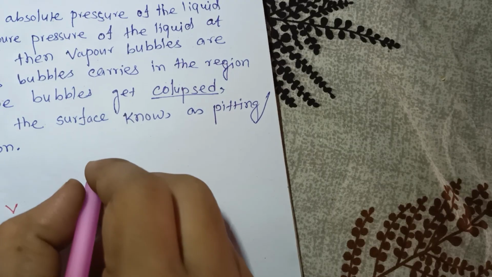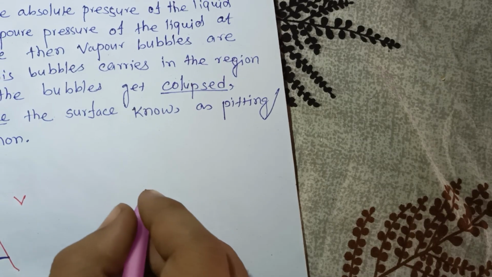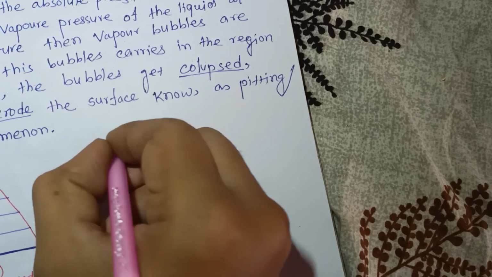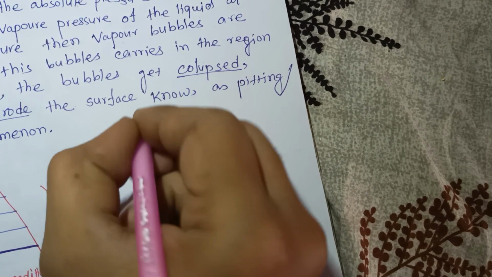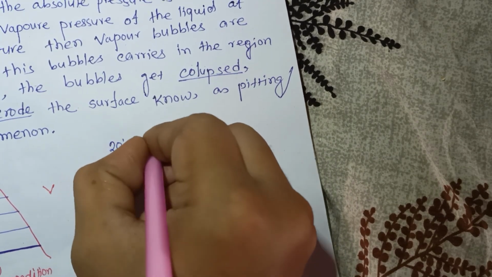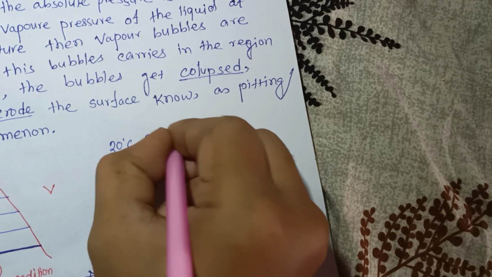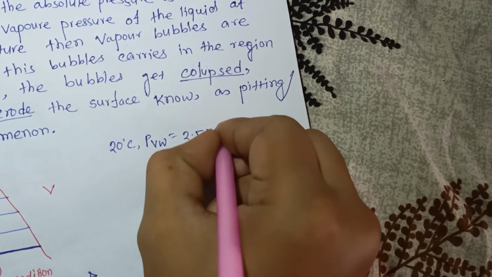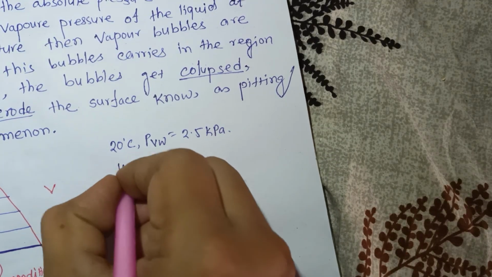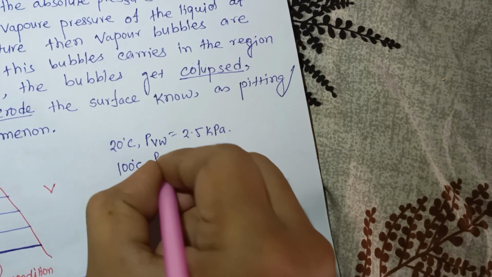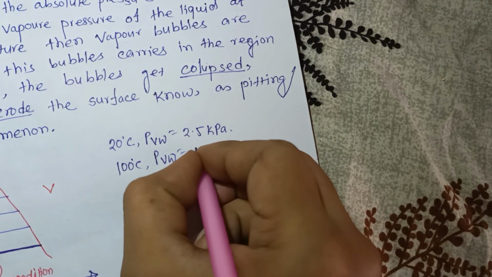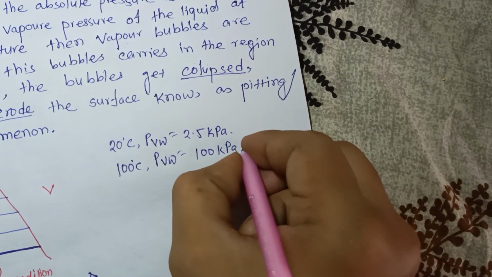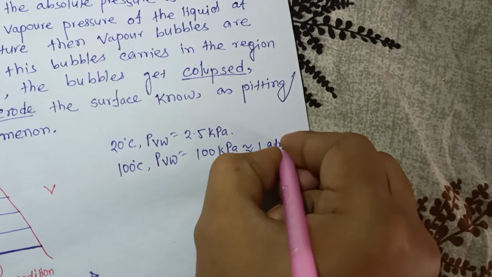At 20 degrees Celsius temperature, what is the vapor pressure of water? So at 20 degree Celsius temperature, the vapor pressure of water, that is 2.5 kilopascal. Remember this data. At 100 degree Celsius temperature, the vapor pressure of water, that is 100 kilopascal. Oh, that is almost 1 atm pressure.